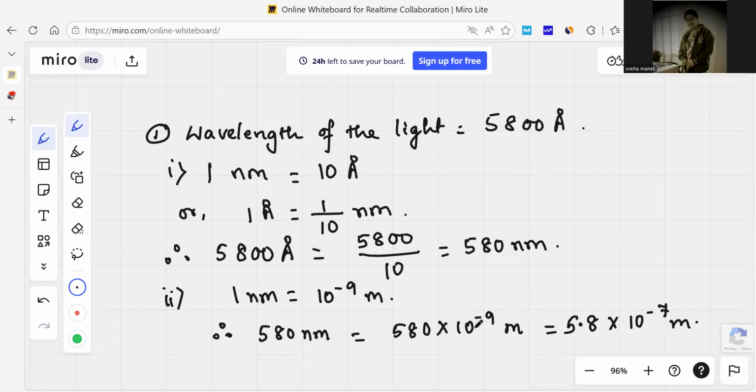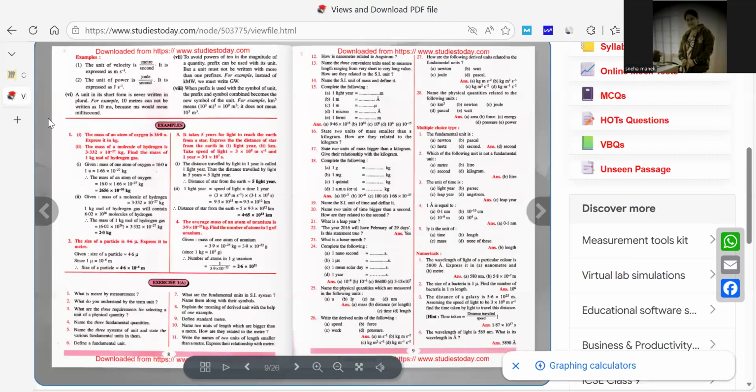Now, why minus 7? We know that 1 zero we can cut off from this, and here it will become to the power minus 8, and then 1 more for 1 place of decimal. So overall 10 to the power minus 7 meter. Let's check the answer for that. I hope 5.8 into 10 to the power minus 7 meter, right?